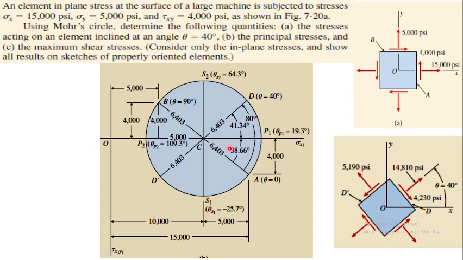Okay, so if you go back, from here to here is sigma 1, which is 10,000 plus 6,403, this radius, and this is sigma 2, which is 10,000 minus the radius. And remember, the angle of the principal plane in the Mohr stress circle is 38.66, but on the element it will be half, 19.3 is the angle. And what about the maximum shear stress angles?